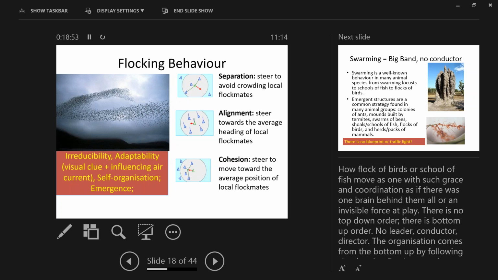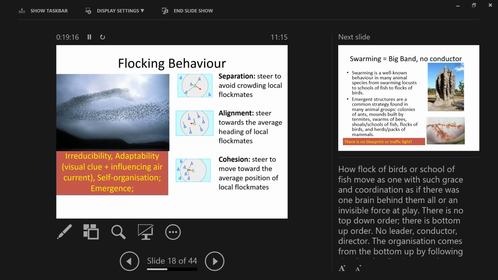You can see there is computation going on in that flocking behavior. If you want to understand flocking behavior, it's no good taking one starling or bird out of that flock. So it's really difficult. Adaptable, these three principles, that's what we use to adapt.